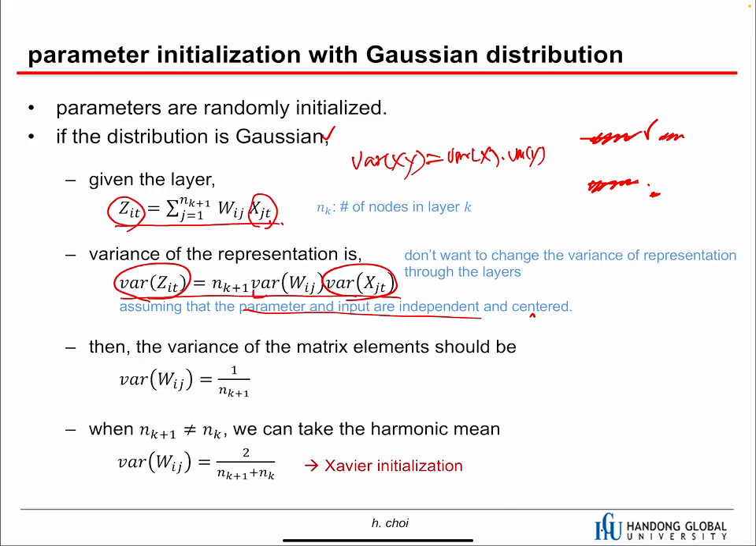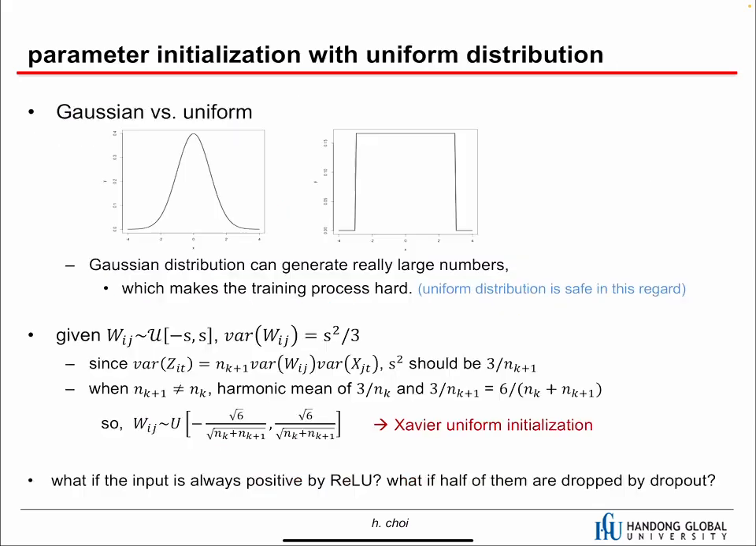And then the variance of W should be like this. If the input layer and the output layer have different dimensions, then we can take the harmonic mean of these two. So the variance of the element of W should be something like this. And this is the Xavier initialization. The Xavier initialization from the Gaussian distribution is really popular, so you can use that.